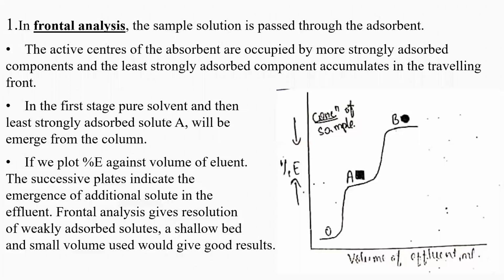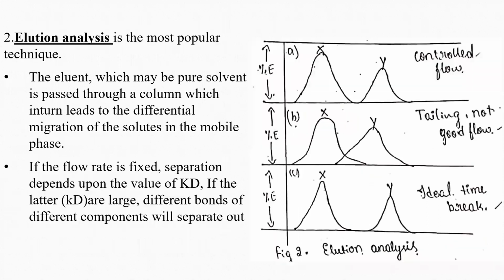Frontal analysis gives a resolution of the weakly adsorbed solute, and a shallow bed and a small volume used would give good results. The second one is elution analysis, which is the most popular technique. The eluent, which may be pure solvent, is passed through the column, which in turn leads to differential migration of the solutes in the mobile phase. If the flow rate is fixed, separation depends upon the value of Kd. If the Kd is large, different bands, that is, different components, will separate out.